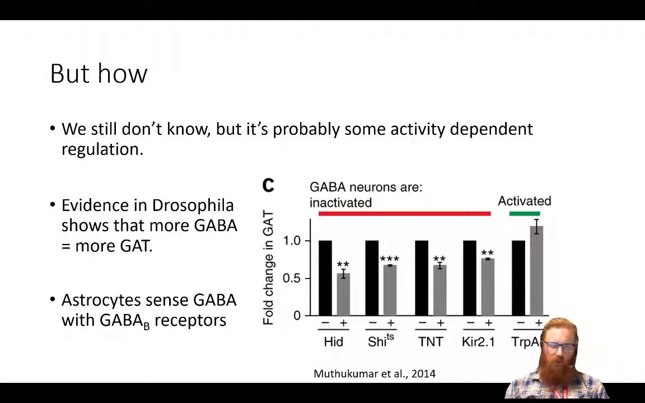Now, we don't know for certain that in mammals there's activity-dependent regulation of the GABA transporter, but in Drosophila, in the fruit fly, we do. So basically, if you activate GABAergic interneurons, then the GABA transporter goes up, and if you inhibit the GABAergic interneurons, the GABA transporter goes down, and that just makes sort of homeostatic sense. You increase the amount of GABA, and the transporter is going to be over expressed. And it seems like this is caused by astrocytes sensing GABA via the GABA B receptor. And of course, that's of relevance because we know that GABA B agonists like GHB cause absence epilepsy.